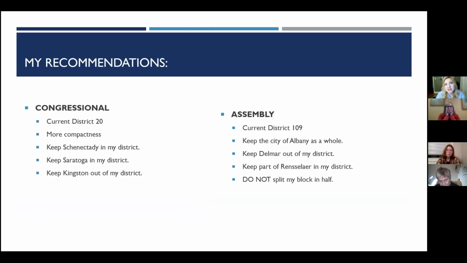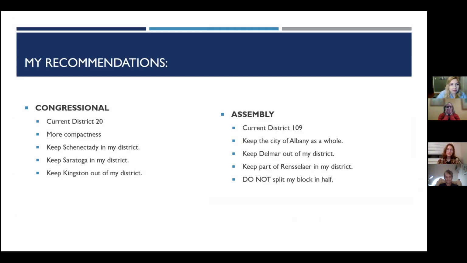So here's the recommendations I would make. I would say that my current district is 20. It's really important to make sure the commission knows your current district because that's kind of how they'll compare to the maps that they're making, because unfortunately they don't all know New York State perfectly, but that's fine. Who does? I don't even. But I'm going to say I want more compactness. This district is not drivable, the proposal on the table. I want Schenectady in my district.